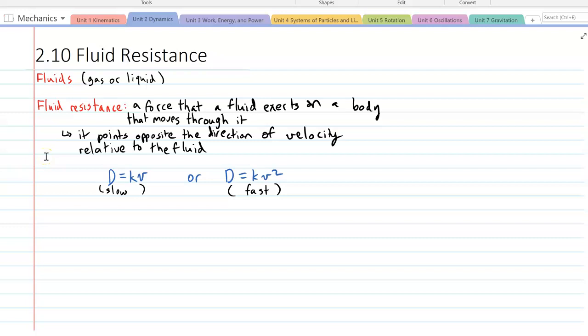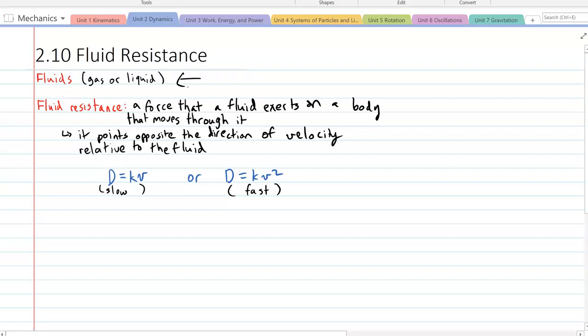Okay, now we're going to look at fluid resistance, or fluid resistant forces. Fluid resistance is the force that a fluid, which can actually be a gas or liquid, exerts on a body that moves through it. For example, water is the liquid, and gas is like the atmosphere. One thing about fluid resistance is that it's kind of like friction, where it opposes the motion, or opposes the velocity of the object. And if we want to get really technical, it's the velocity relative to the fluid.